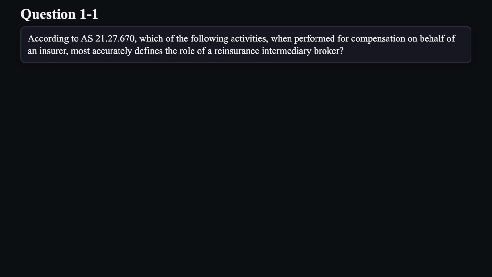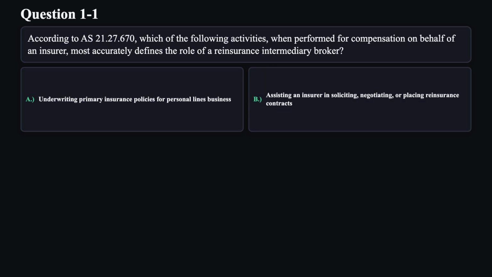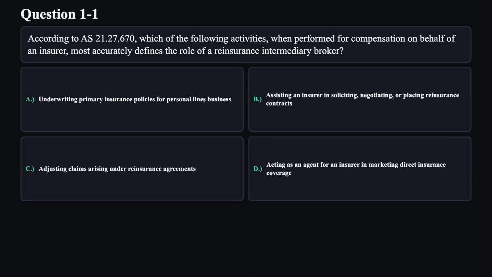According to AS 21.27.070, which of the following activities, when performed for compensation on behalf of an insurer, most accurately defines the role of a reinsurance intermediary broker? A. Underwriting primary insurance policies for personal lines business. B. Assisting an insurer in soliciting, negotiating, or placing reinsurance contracts. C. Adjusting claims arising under reinsurance agreements. D. Acting as an agent for an insurer and marketing direct insurance coverage.